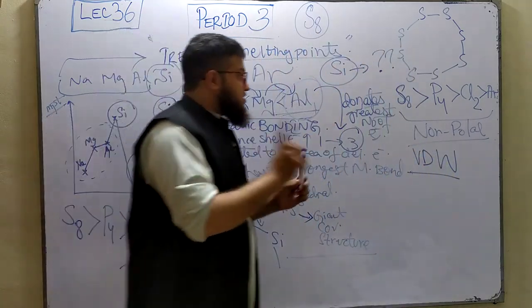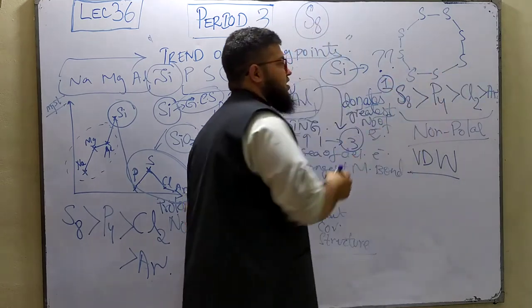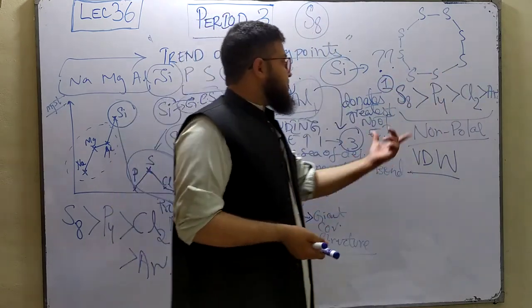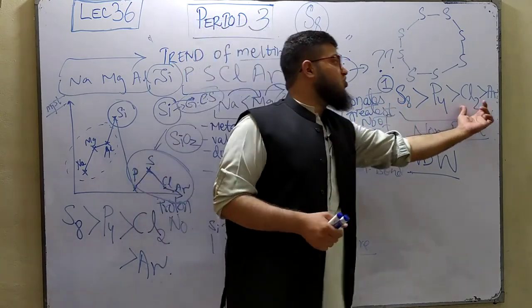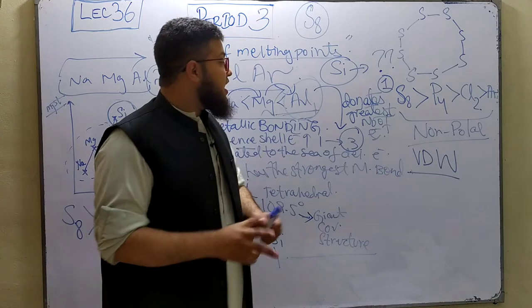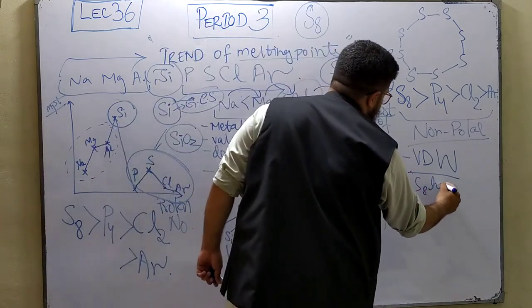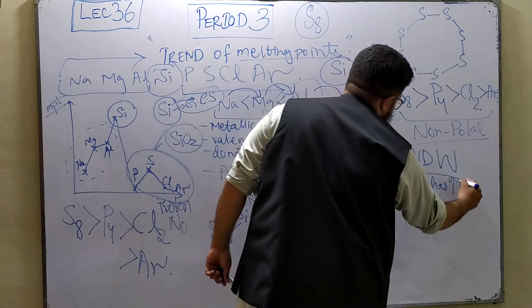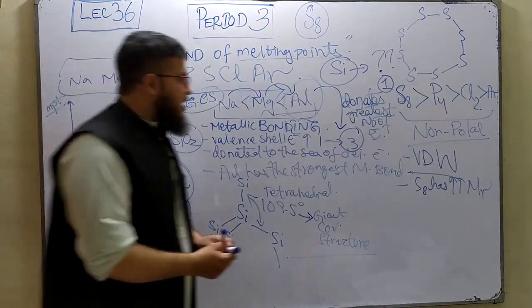Okay, first mark is for this statement over here. First mark is to explain that sulfur has 8 atoms in each molecule, phosphorus has 4, chlorine has 2 and argon has a single atom. Second mark is S8 has the highest MR. Remember, van der Waals forces depend upon the MR, right?